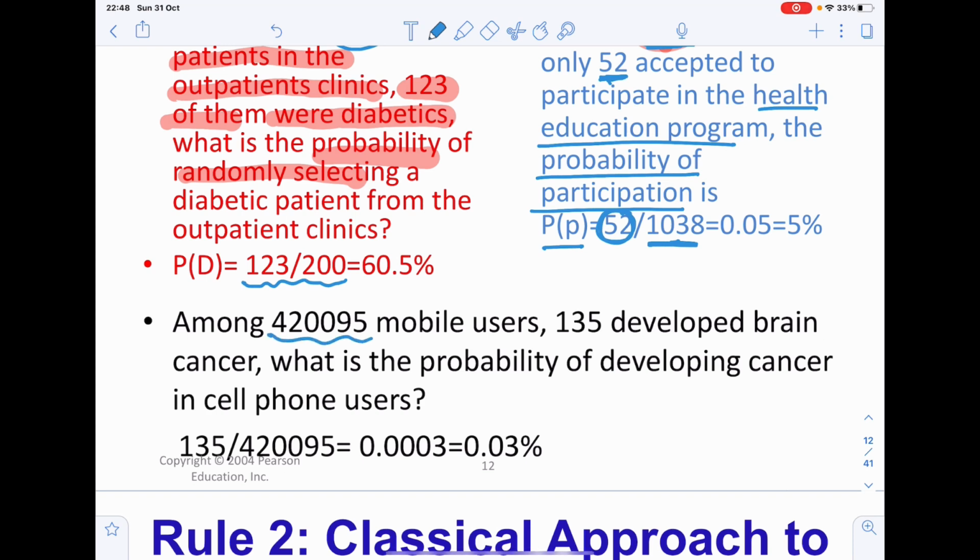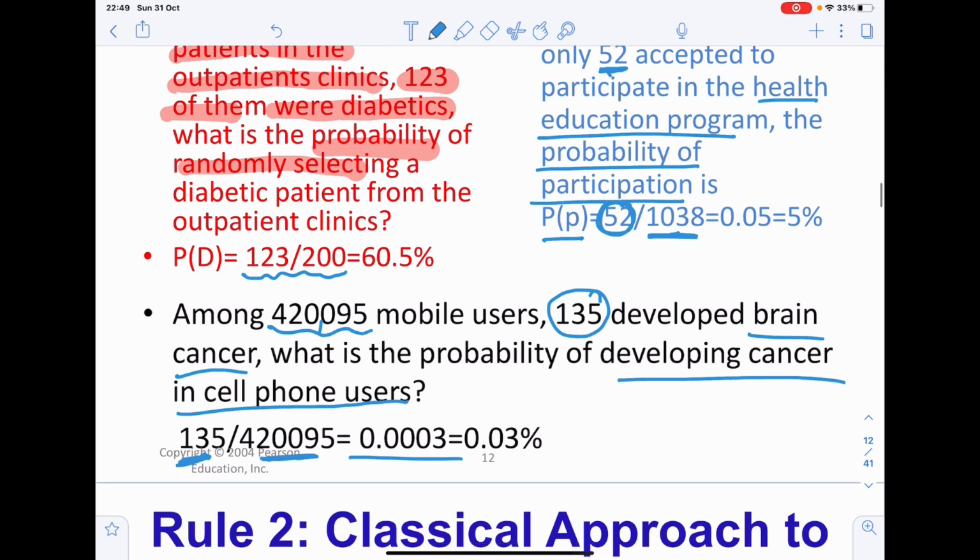So the same thing over here. Among this number of mobile users, 420,095, only 135 developed brain cancer. So only 135 people had brain cancer. What is the probability of developing cancer in cell phone users? So I'm going to divide this number, part over all, and it will give me these values. Okay.